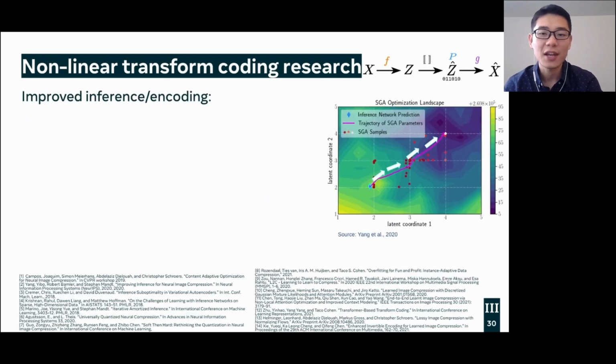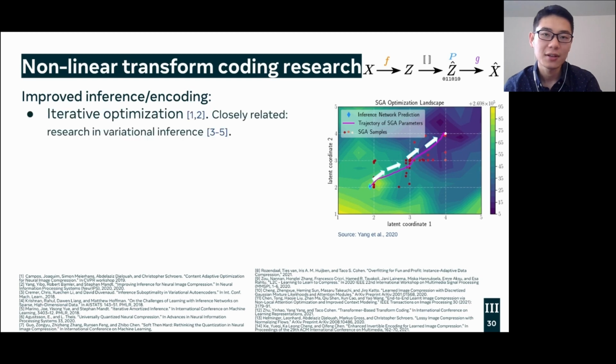Another line of research aims to improve the encoding procedure of neural lossy compression, and this has connections to variational inference. To encode a data point, instead of quantizing the representation computed by our encoder network, we can instead iteratively optimize the representation as shown by this trajectory in this picture. And we found that the resulting representation gives us significantly improved rate distortion performance.